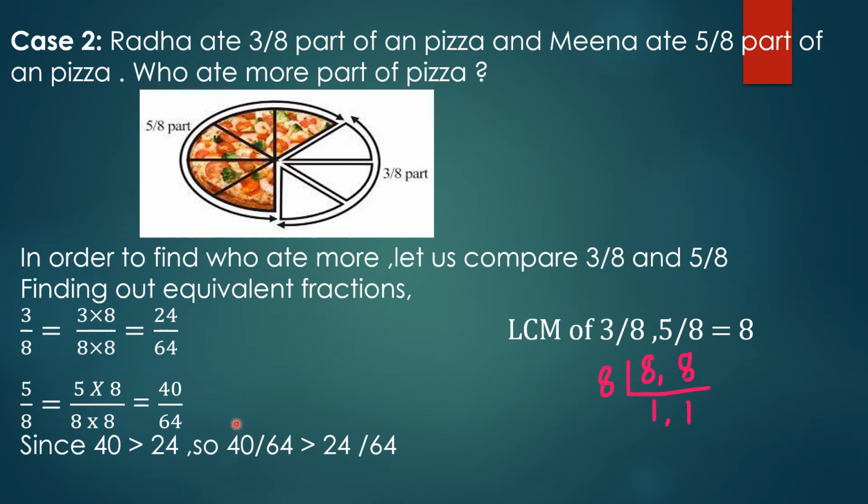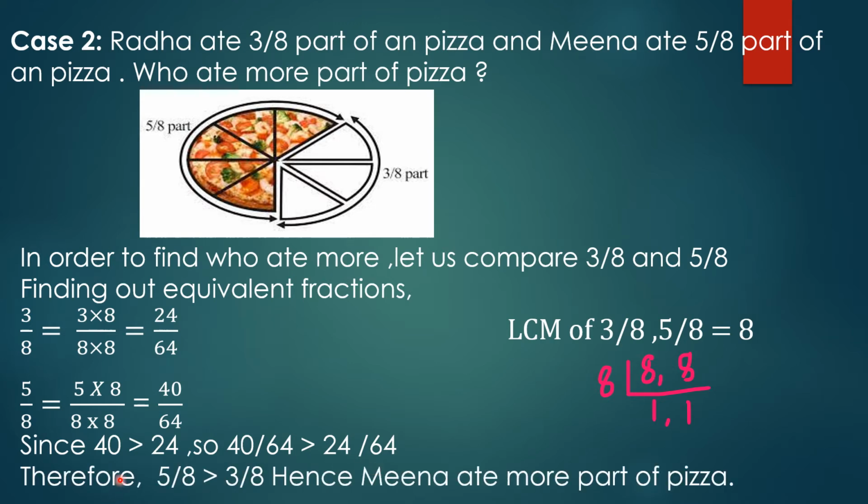Since here the denominators are the same, the numerators are under comparison. Out of 24 and 40, 40 is greater. Therefore, 40 is greater than 24. The corresponding fractions: 40 divided by 64 is greater than 24 divided by 64. And as per the question, 5 by 8 is greater than 3 by 8.